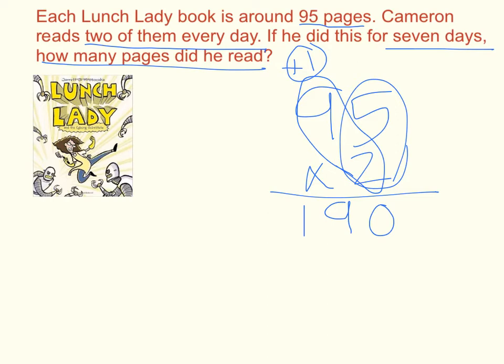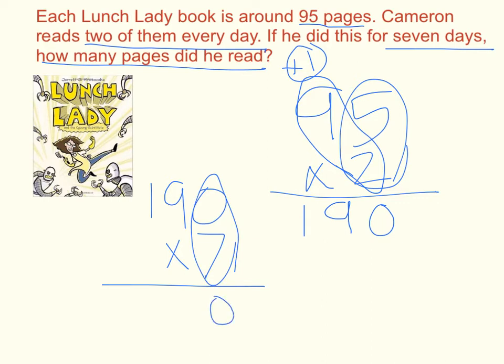We see here that it says he does this for 7 days. So what we need to do is then do an additional problem. So that makes that a multi-step problem. So we have 190 times 7. Because 190 is the amount that he reads in one day, but we want to know how many he's read in 7 days. So 7 times 0 is 0.